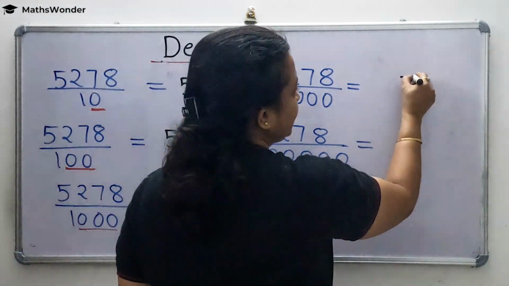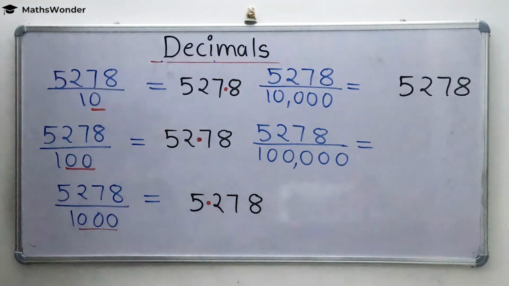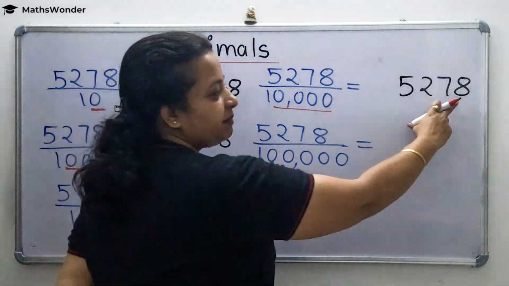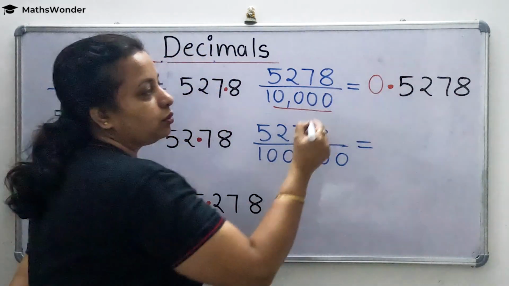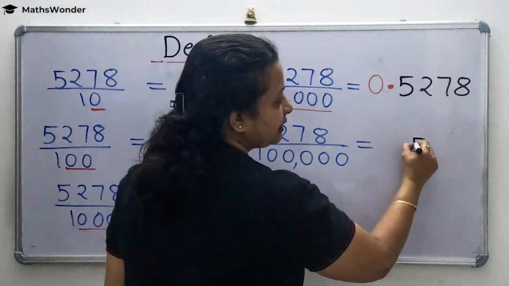5 2 7 8. Again, we have the 5 2 7 8. Check how many zeros in the denominator. There are 4 zeros. Start from the extreme right. 1 2 3 4. Give the decimal. Add 0. Always put a 0 before the decimal. Okay? Now, next.